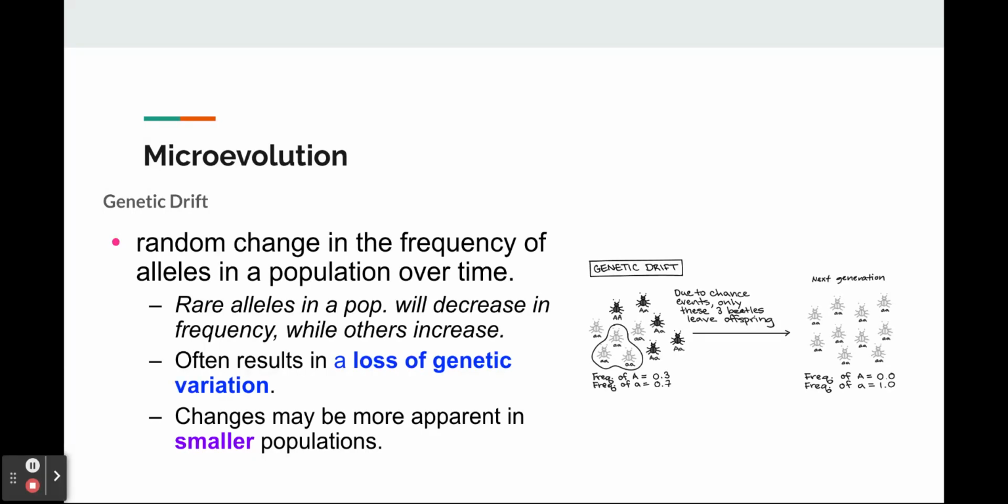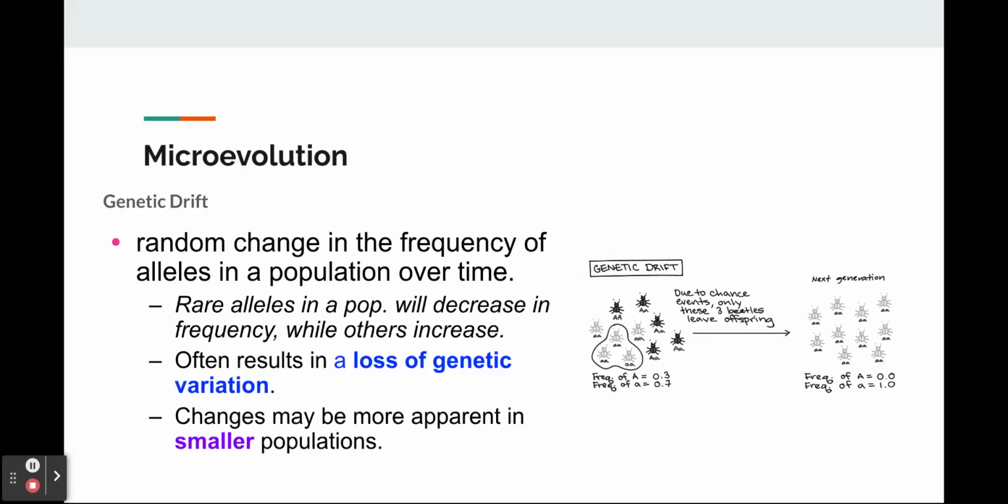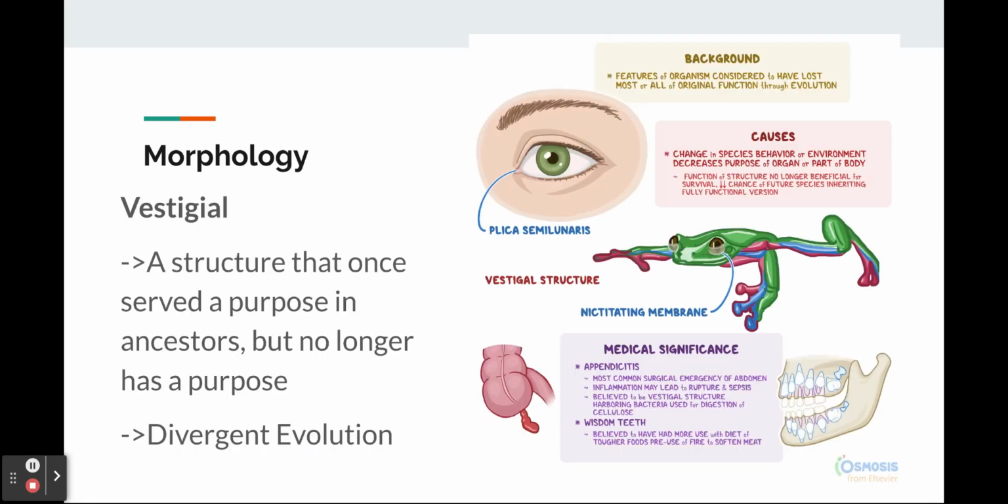So if you're stepping on an anthill, whatever ants happen to be there, they die off. If a forest fire happens, an earthquake, a volcano, anything like that, it's random and it causes a loss in genetic variation. But it is a random loss of genetic variation. So that is all of our mechanisms for evolution.